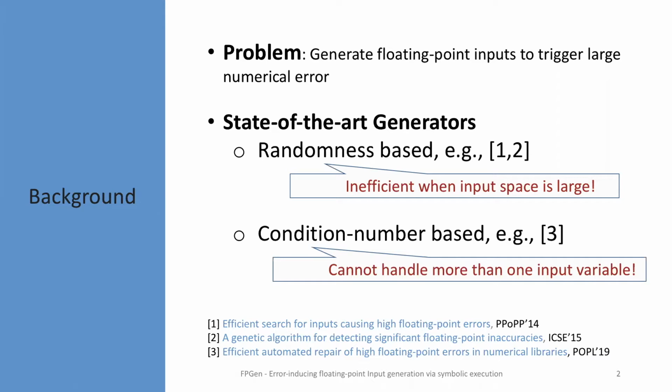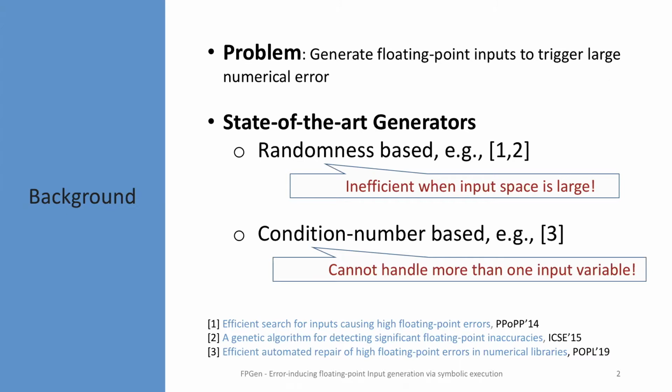The state-of-the-art error-inducing input generators fall into two categories. In the first category, the techniques are randomness based. They treat the program as a black box, and they use a set of heuristics to search through the entire input domain to identify error-inducing inputs. This set of techniques is inefficient, especially when the input space is very large.